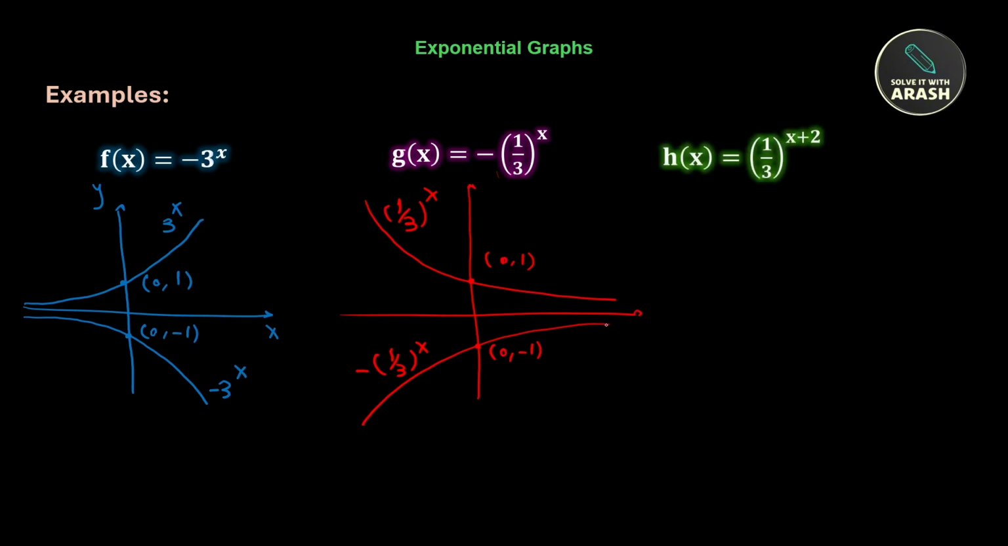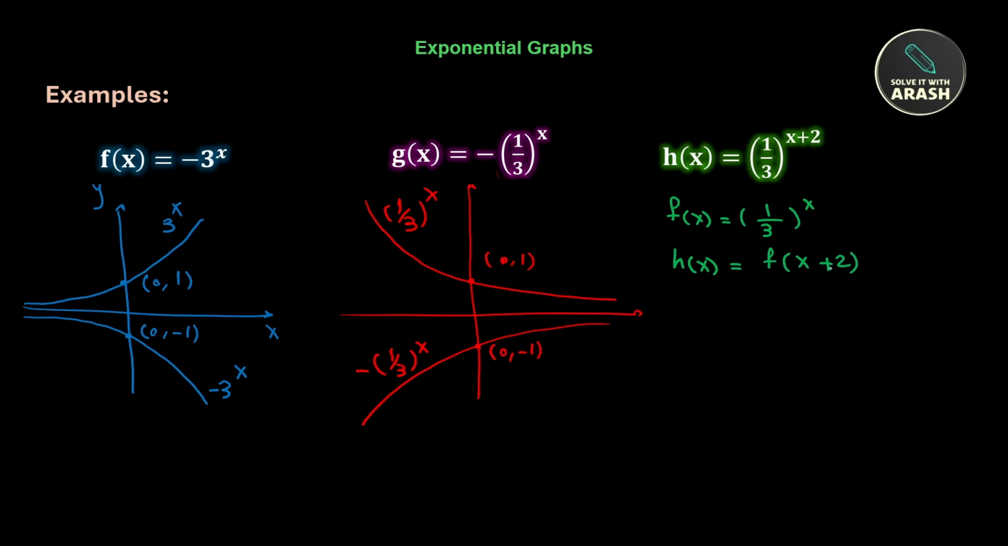The last example, h of x equals (1/3) to the exponent of x plus 2. I have an idea. We know how to graph (1/3) to the power x. So let's assume f of x is (1/3) to the power x. We know how the graph looks. It's a decreasing function, which we tried in the second example. Now h of x is like f of x, where x is replaced by x plus 2, which means h of x is f of x plus 2.